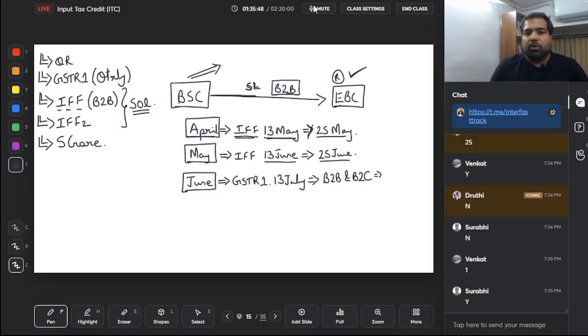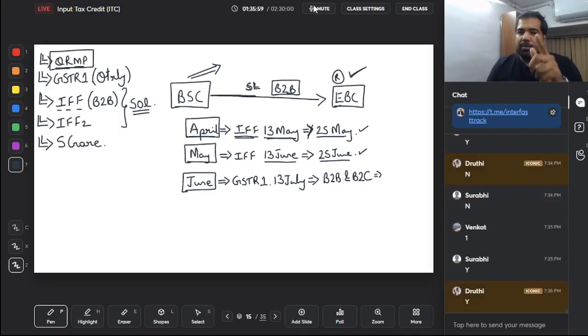Guys, this scheme is called quarterly return monthly payment, because are you paying monthly, especially on IFF? Yes. So hence this is called QRMP scheme, quarterly return monthly payment scheme. Guys, this will go away whenever you cross the threshold of 5 crore rupees. So this is mainly for smaller businessmen. Yes. IFF is optional.